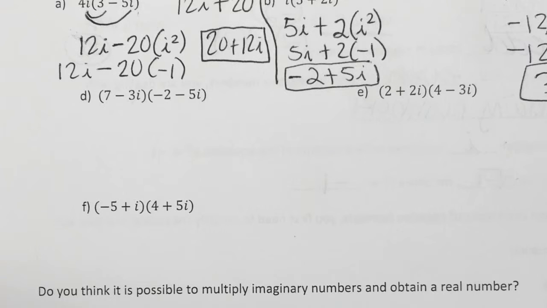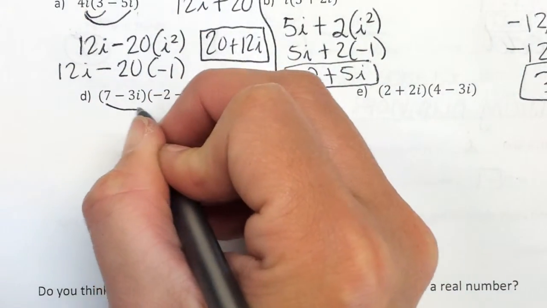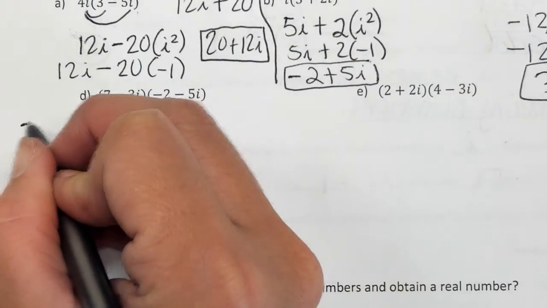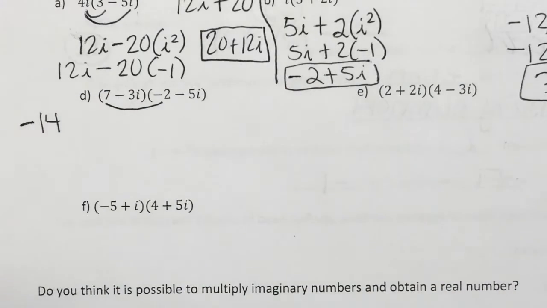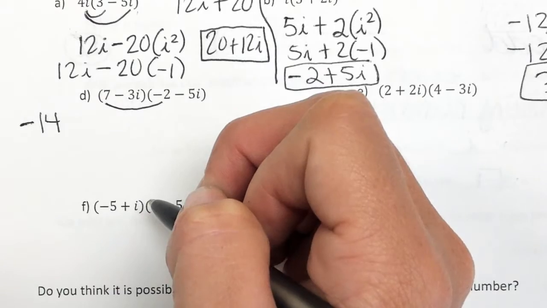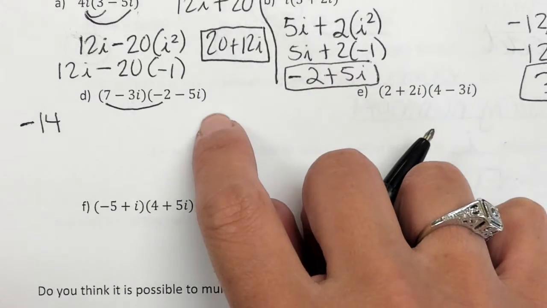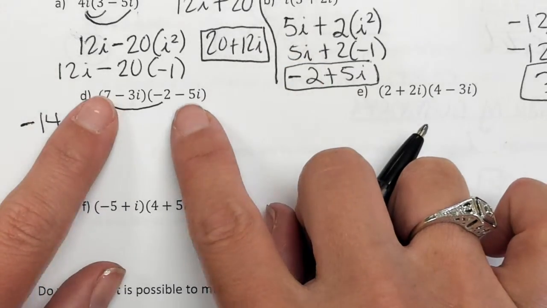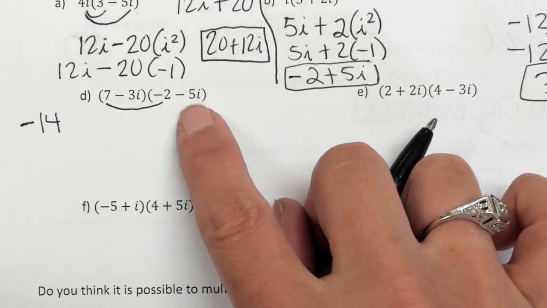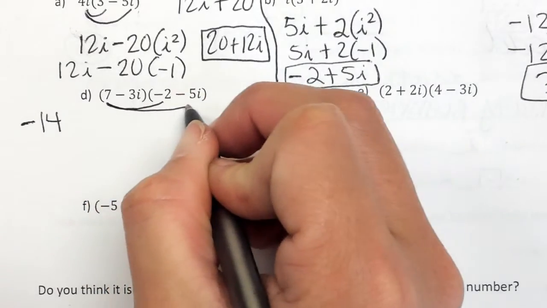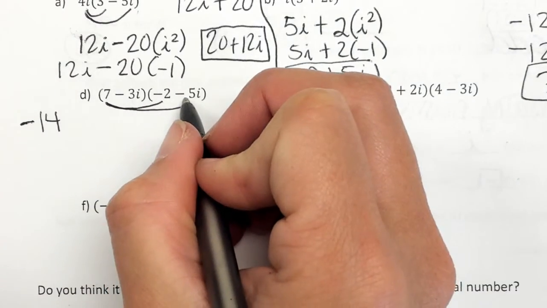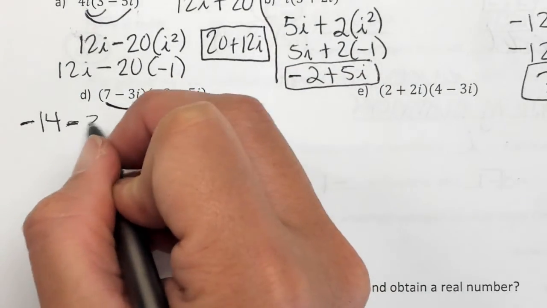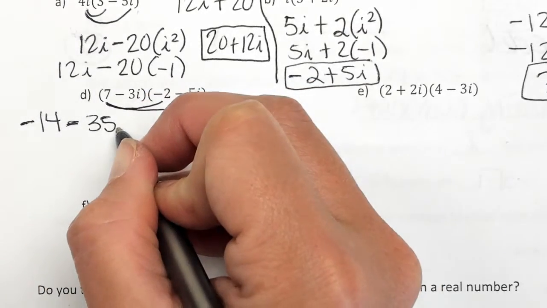What are my first terms in D? 7 and -2. So my first terms multiplied together would give me. Very good. What are my outer terms? 7 and -5i. Good. If y'all forget, think of like outside of the parentheses. So on this side we have 7, this side we have -5i. So what is 7 times -5? -35, right? And we have to bring down the what?